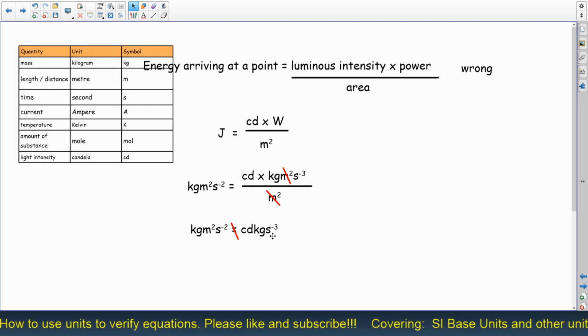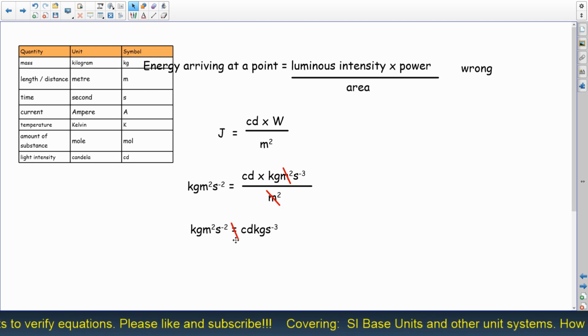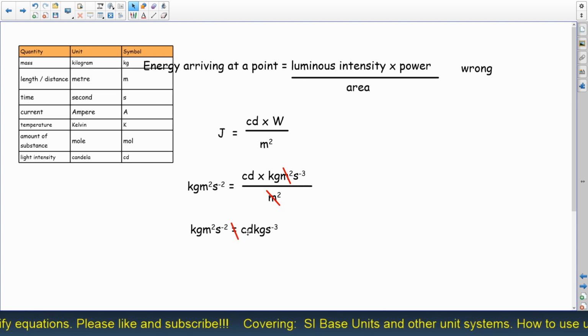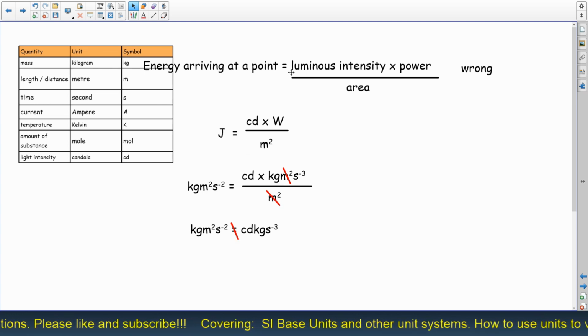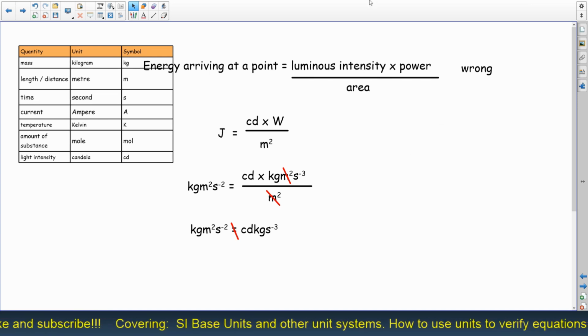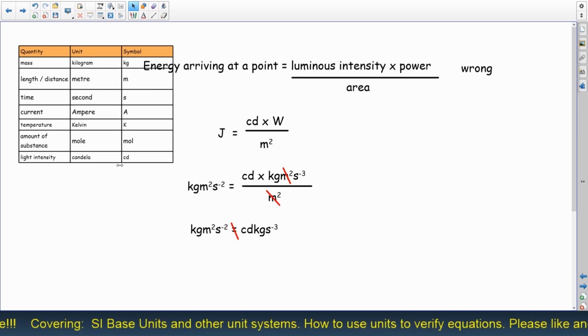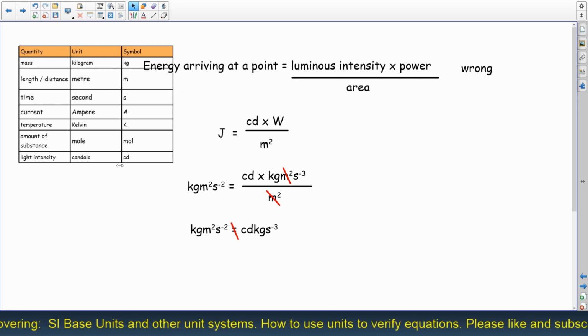Now, if they had been the same, if they had turned out to be correct, that doesn't necessarily mean that you're right. It means that it's not impossible. Okay, so to be clear, this is a way of proving an equation to be wrong. It's a falsifiable test. It's not a confirmation system.